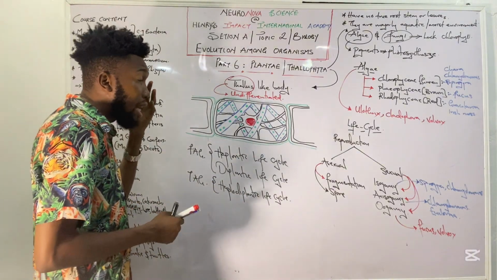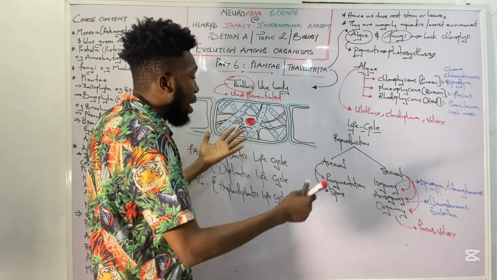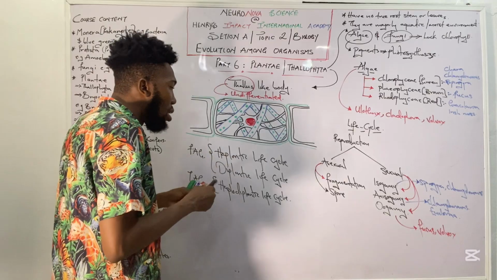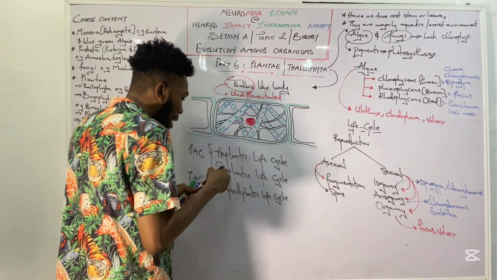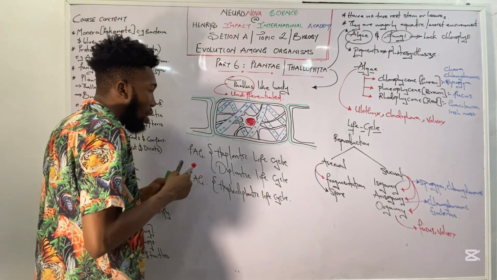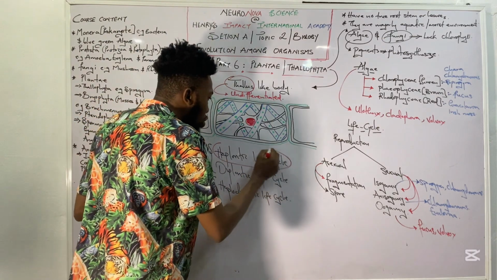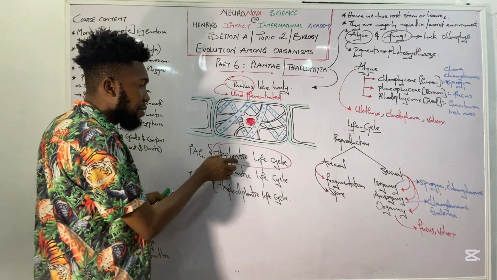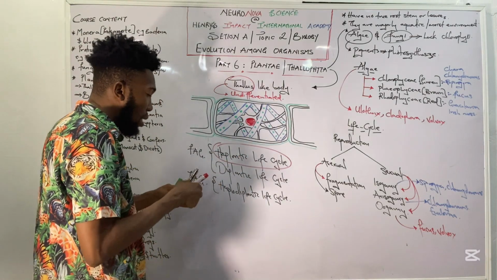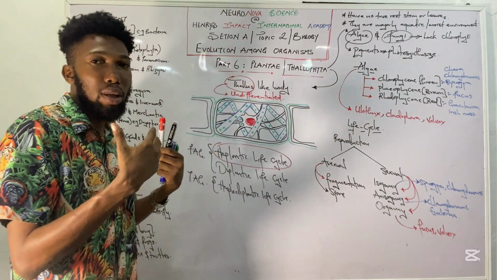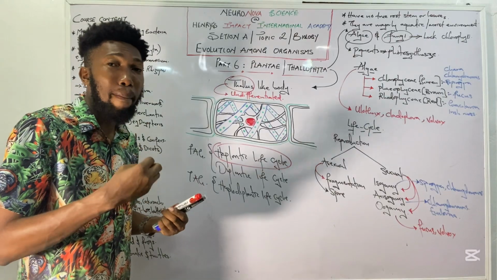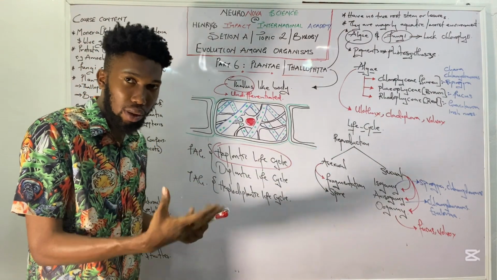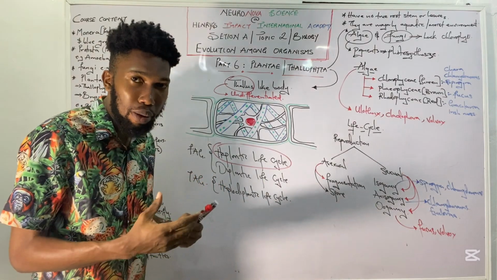So good. In our lower plants like thallophytes, in all our thallophytes, they majorly take part in the haplontic life cycle, and I will explain what that is now. They usually take part in the haplontic life cycle. So in the haplontic life cycle, what's happening is that the haploid stage, which is usually the gametophyte, is the dominant independent stage. Let me repeat it again.